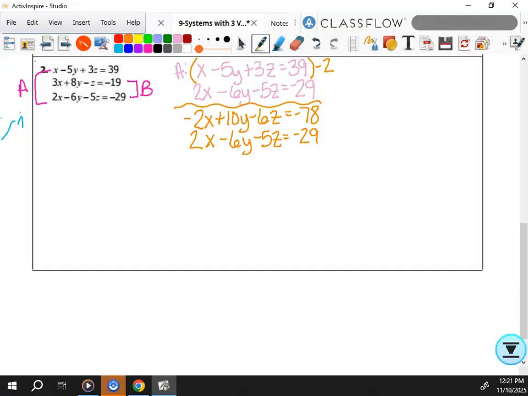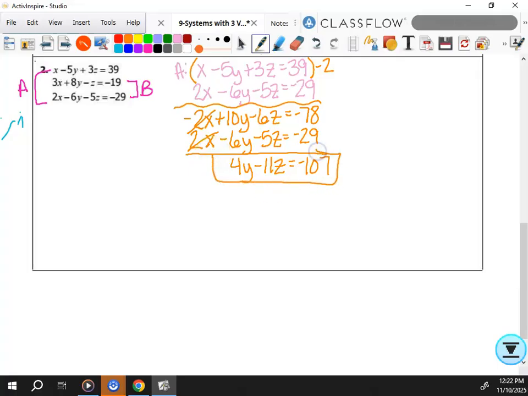Okay. Then you just combine them, right? And when you combine them, if something doesn't zero out, go back and reevaluate what you did, because it should. So these are going to zero out. So this gives me 4y minus 11z equals negative 107. And then we have to pause right there.